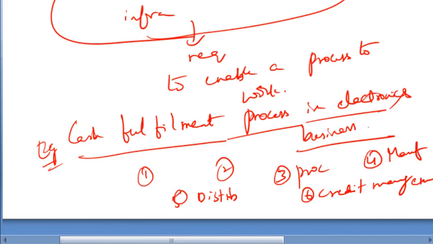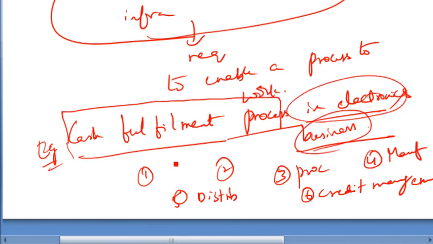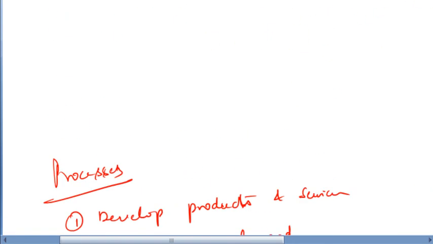This is a perfect example of what kind of capabilities you need for a particular process. So here the example that we have taken is cash fulfillment process in electronics business. The capabilities that you need are, I'll repeat again, customer order handling. Second is planning and scheduling. You procure the raw materials, then you manufacture, then you distribute, and finally you manage the credit. You got this?